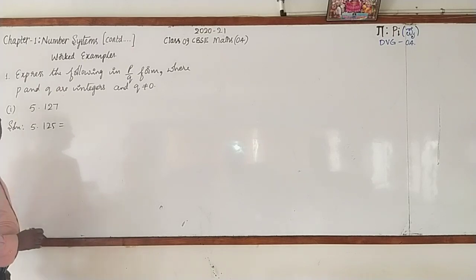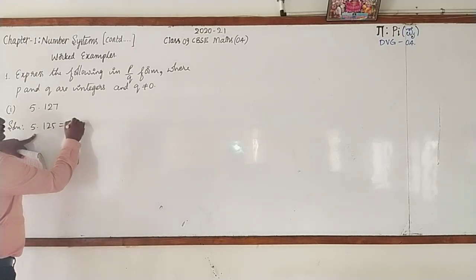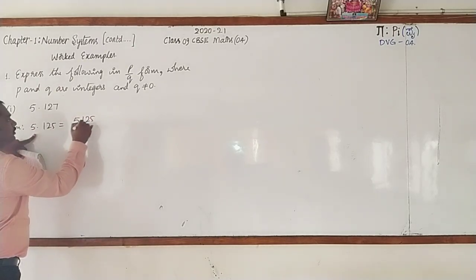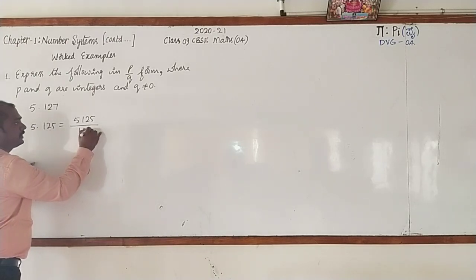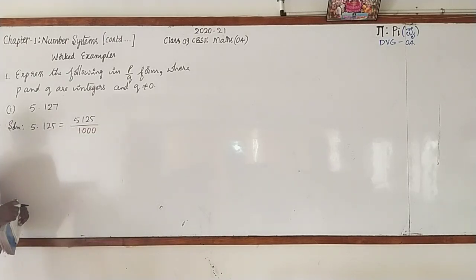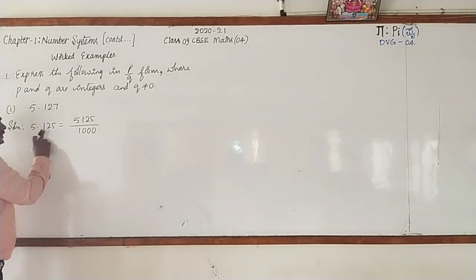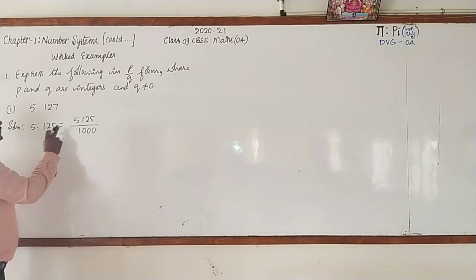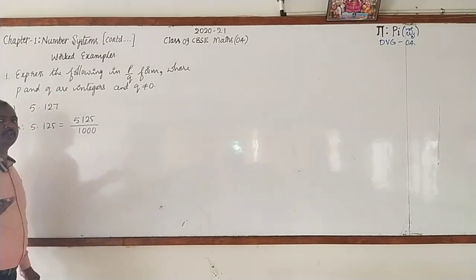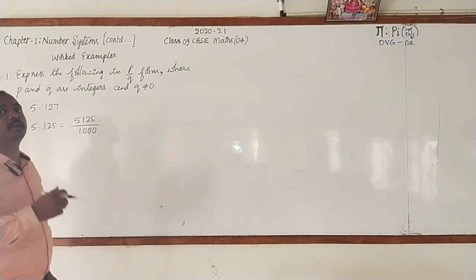5.125 can be written as, see that, 5125. See, after the decimal 3 digits are there, so we can go for writing 1000. Clear? If 1 digit is there, then 10. 2 digits are there, 100. Here 3 digits are there, hence it is 1000, which you have already learnt in 6th standard.